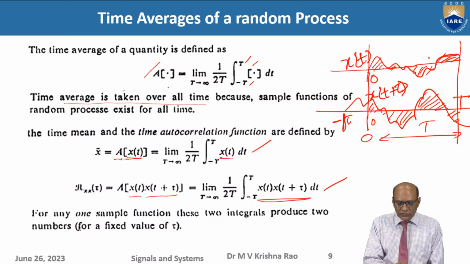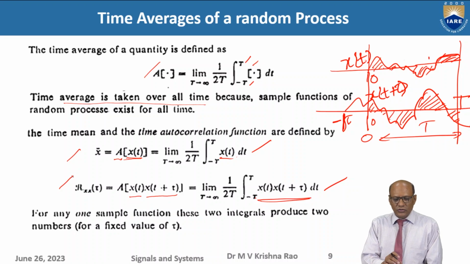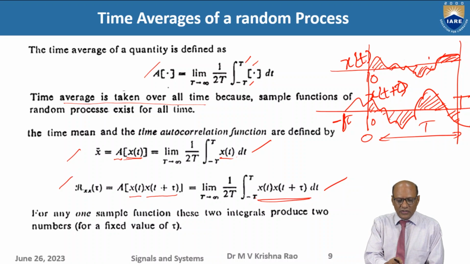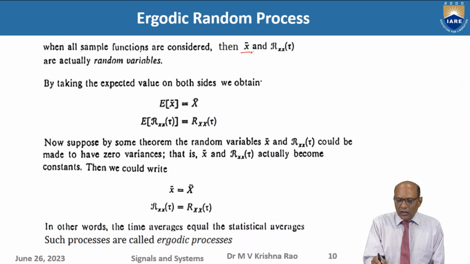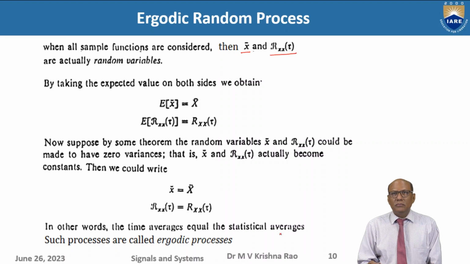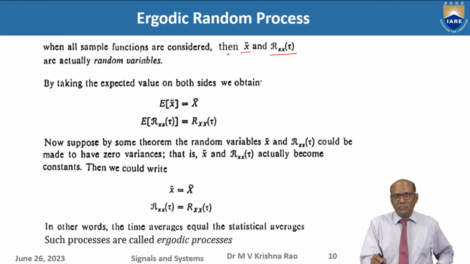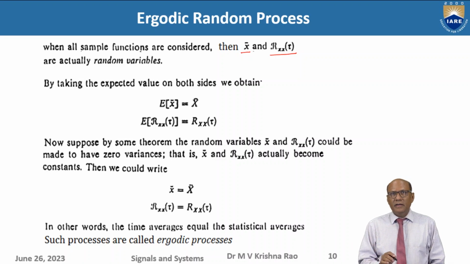This is defined for any one sample function; these two integrals produce two numbers. What do they mean? Mean value and autocorrelation function. So these two are the first-order average and the second-order average. These two form the time averages, x bar and R_xx of tau, with small x as the suffix. That means the time-wise mean value, the time average, and the time autocorrelation function are both again random variables.